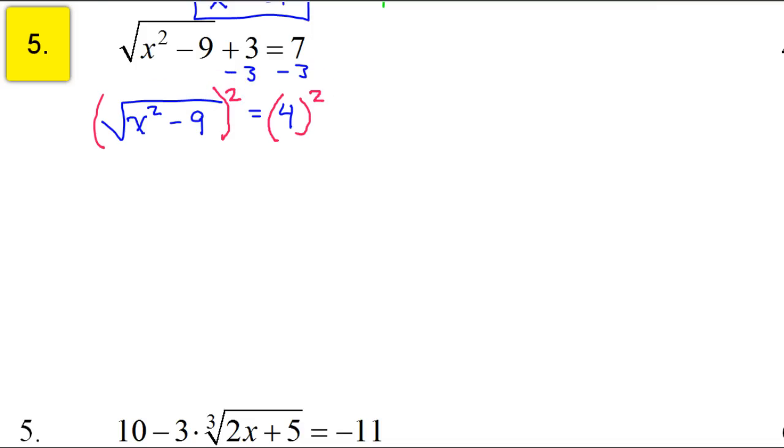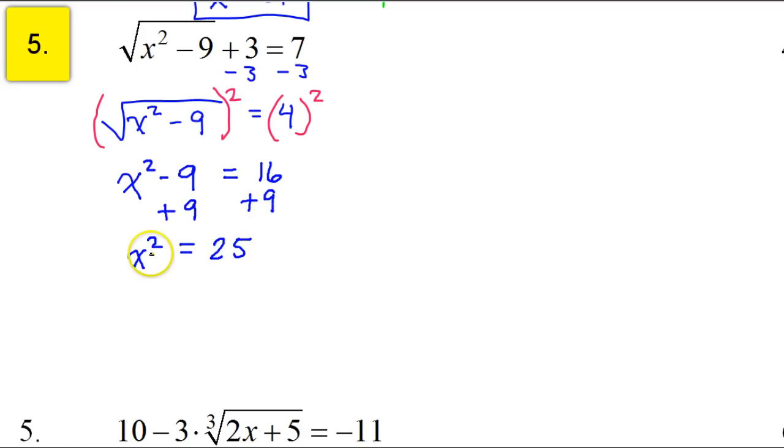Alright, the radical and the squaring cancel each other out. So that will just leave me with x squared minus 9 is equal to 16. Now I just have to solve this for x. So I'm going to add 9 to both sides. So that'll give me x squared is equal to 25.